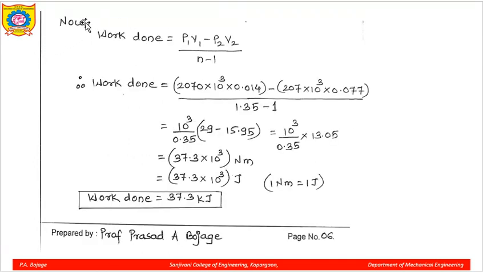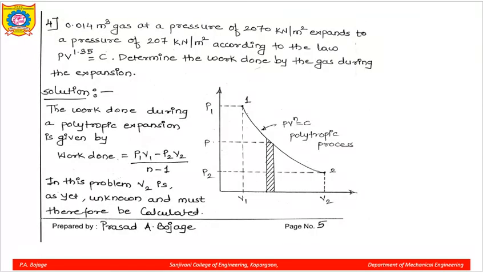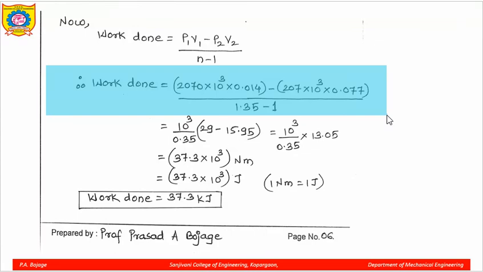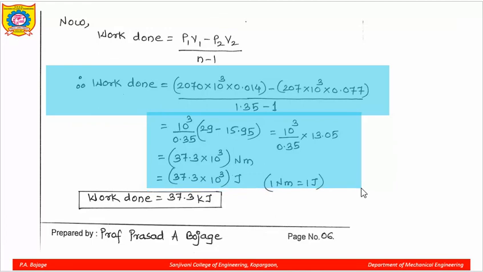So, the work done formula, as we have already discussed, is P1 V1 minus P2 V2 upon n minus 1. Now here putting the values, that is P1 V1 minus P2 V2 upon n minus 1, and simplifying all this data, the work done will be 37.3 kilojoules.